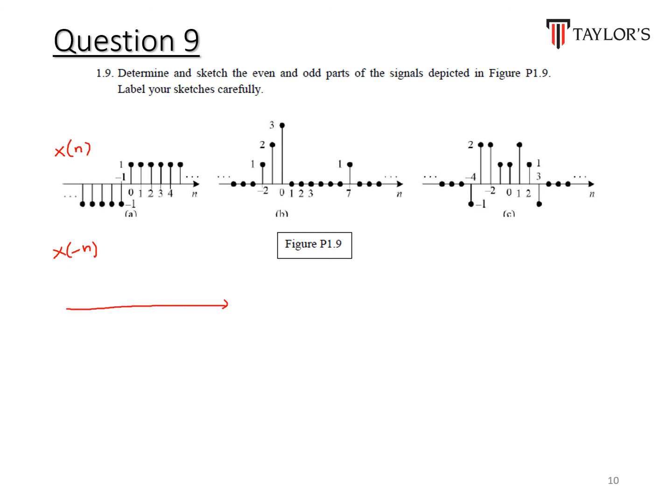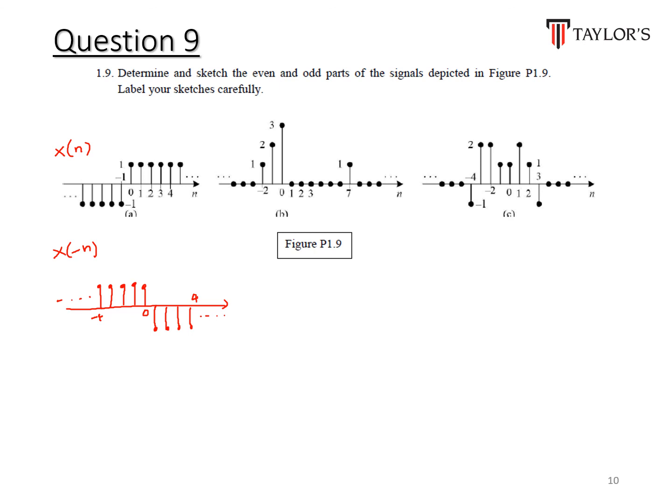x[-n] will be, when it's 0, it's still 0, so it's here. And then the rest will be on the left side. So there are a total of 4 peaks, so until -4. And this is 0. Or rather, there are infinitely many peaks. And then after that is -1, -2, -3, -4, until infinity. So this is 1, 2, 3, 4.